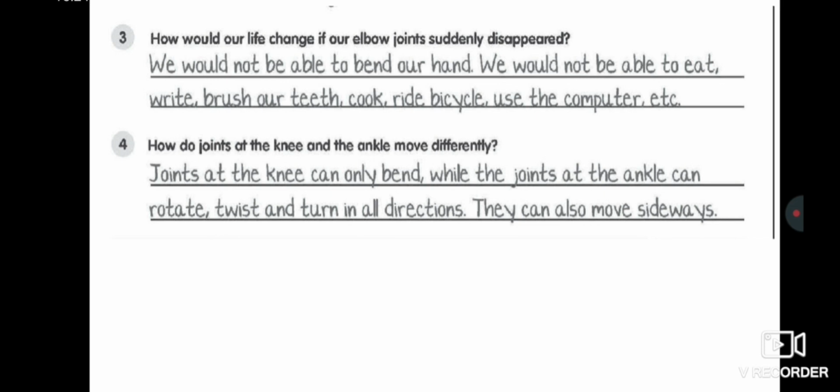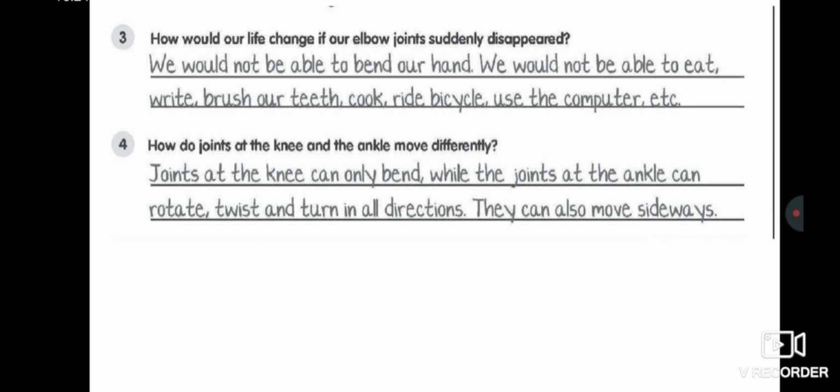How do joints at the knee and the ankle move differently? Joints at the knee can only bend, while the joints at the ankle can rotate, twist and turn in all directions. They can also move sideways. So children, these 2 joints, knee and ankle, work differently, and other joints also work differently.